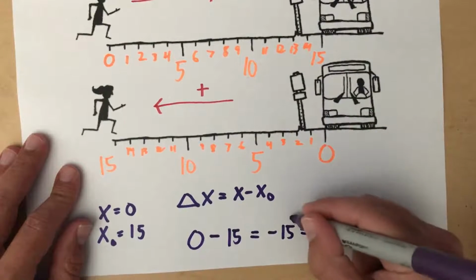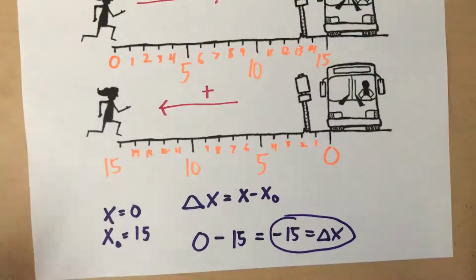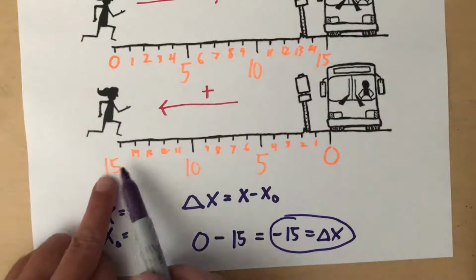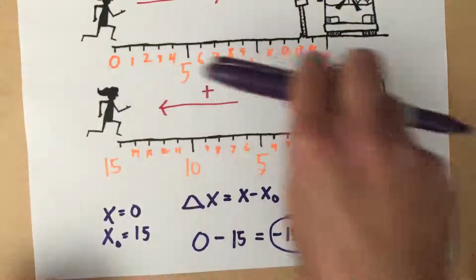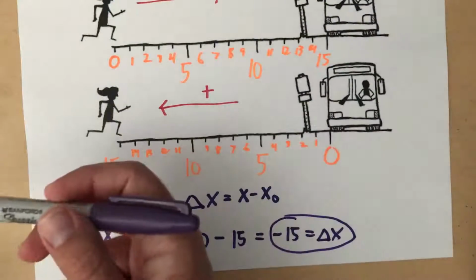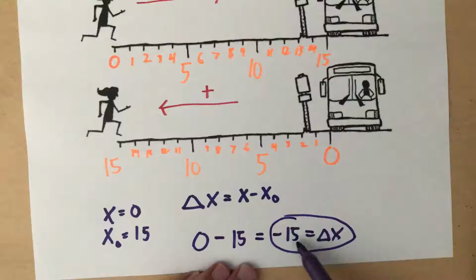That is her displacement. So what does negative 15 mean? Well, clearly she ran 15 meters. The negative just means opposite the direction we've called positive. So if we've called to the left positive, then this means 15 meters to the, let me add a little meter in there, to the left. 15 meters to the right, because positive is defined as to the left there.